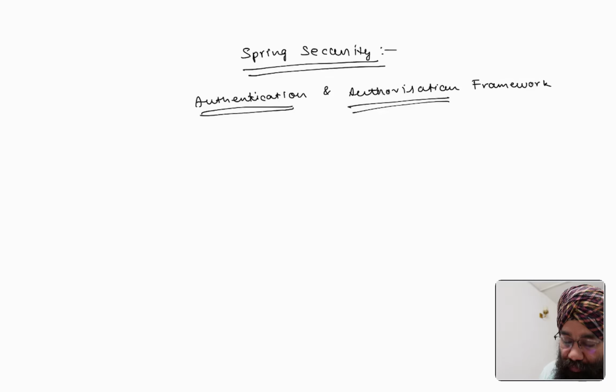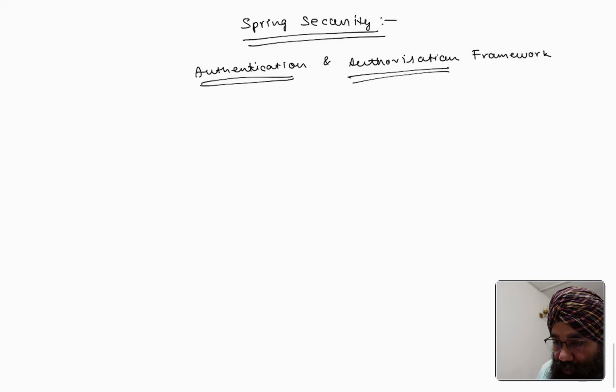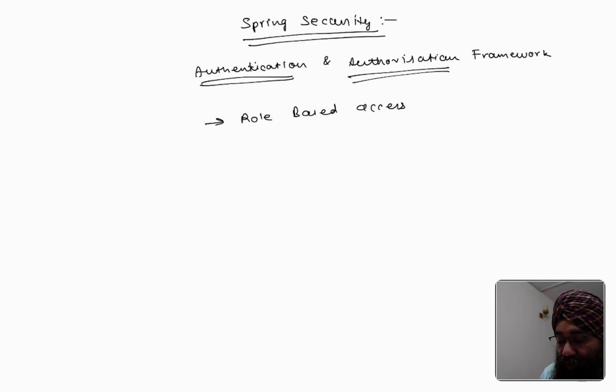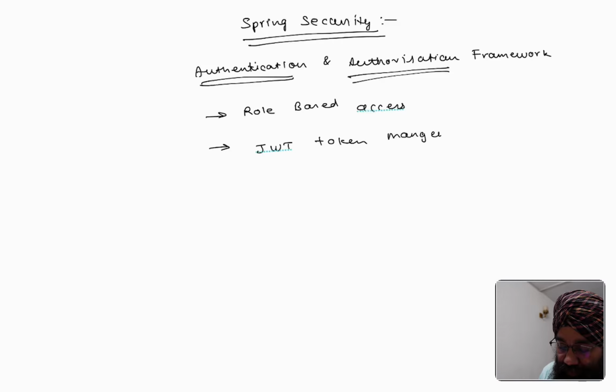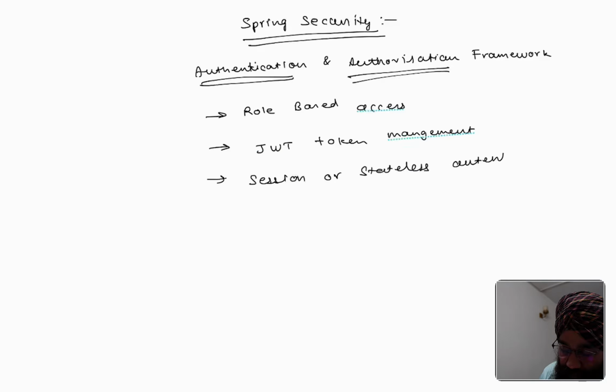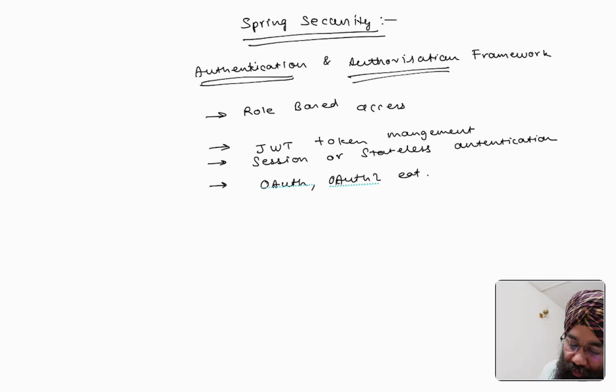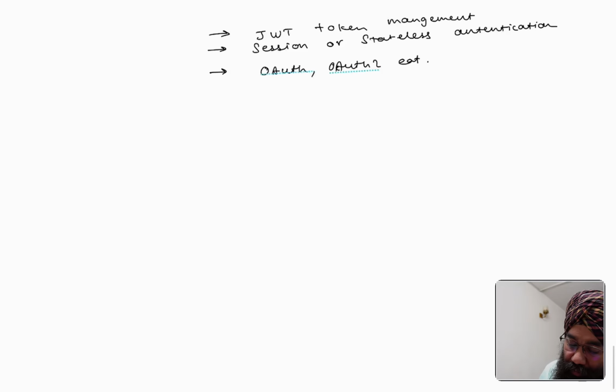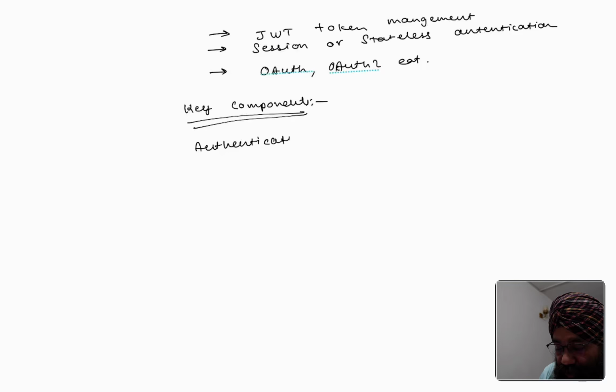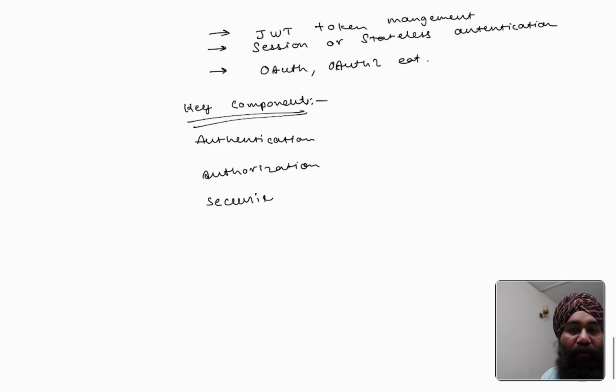So Spring Security provides us role-based access. It provides us JWT token management. It provides us session or stateless authentication, and it helps us implement security protocols like OAuth2, etc. Some of the key components are authentication and authorization. Then we have a security filter chain in Spring Security.